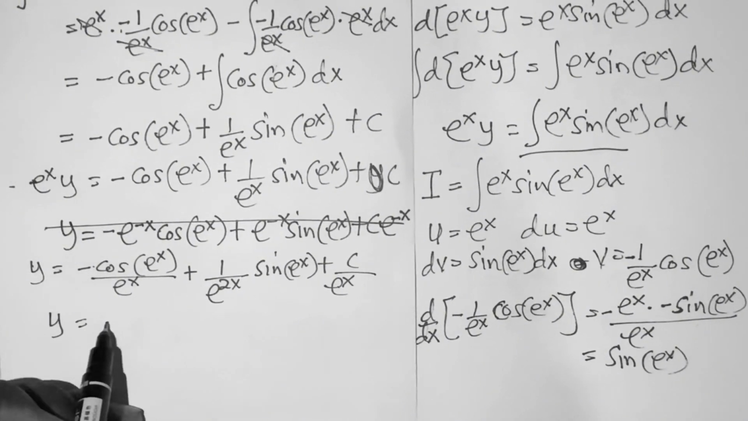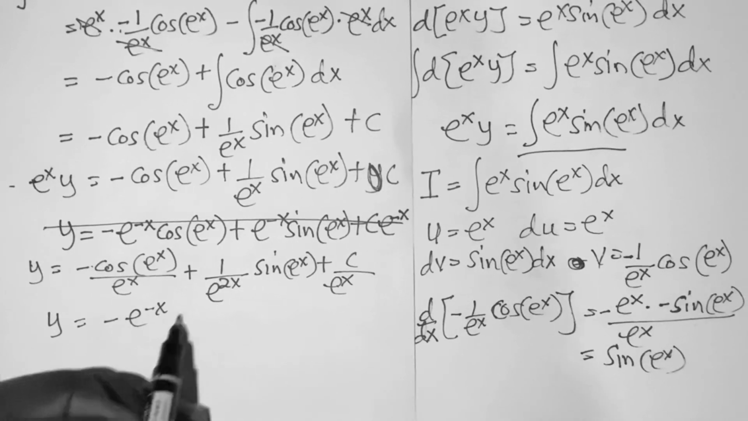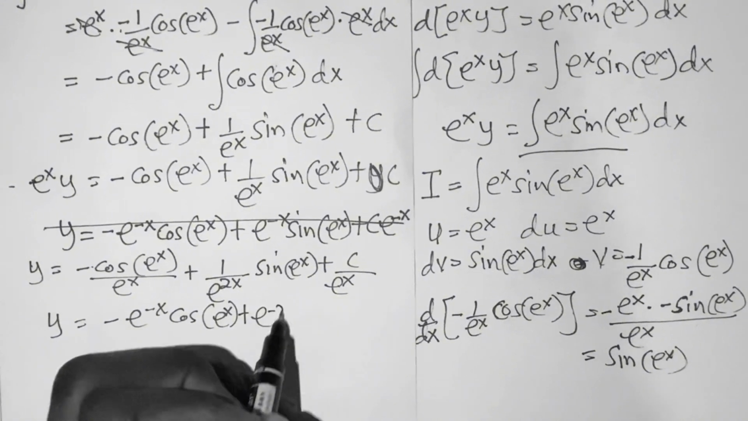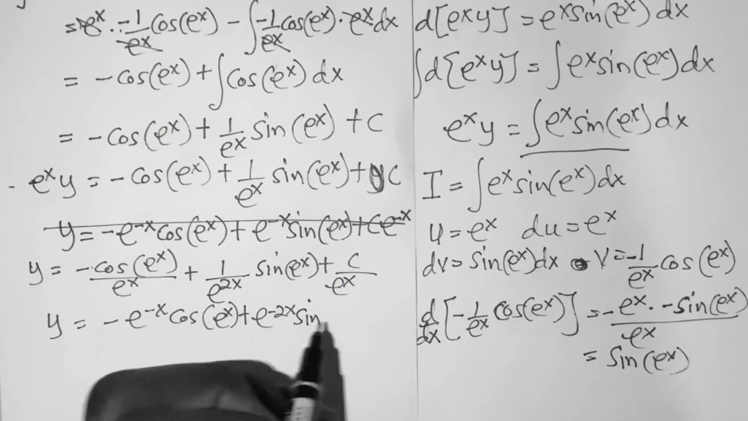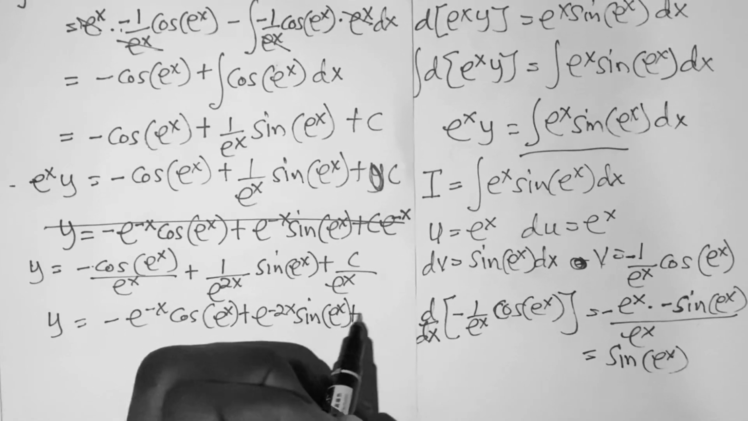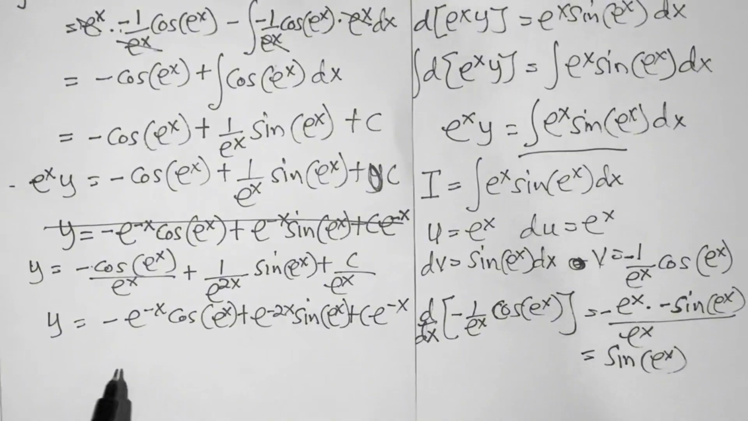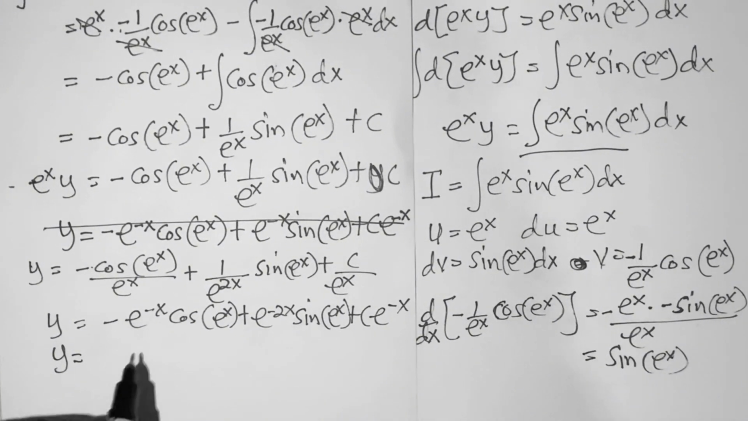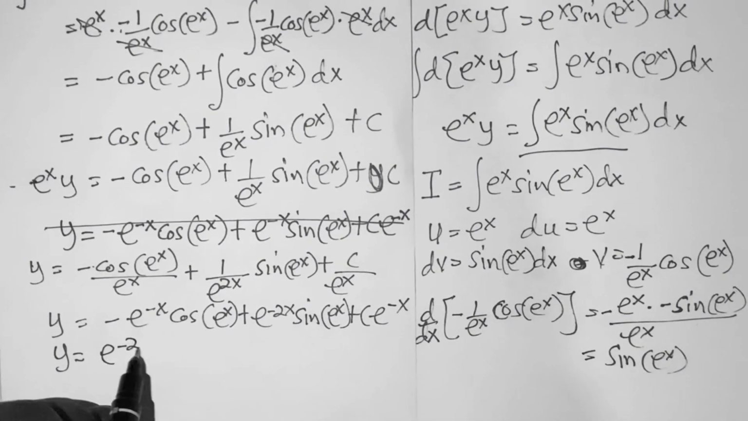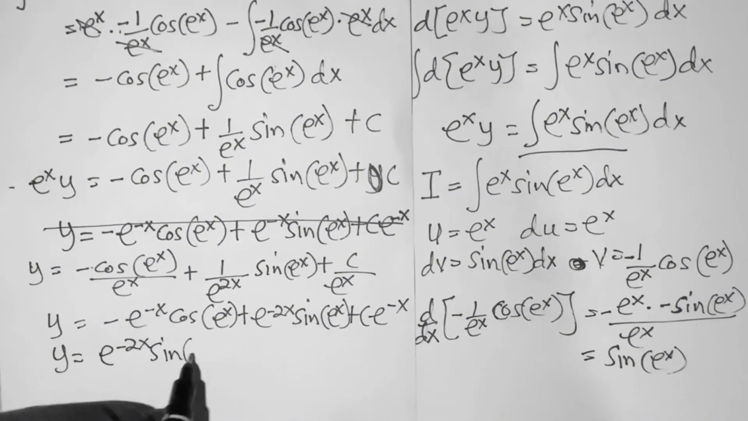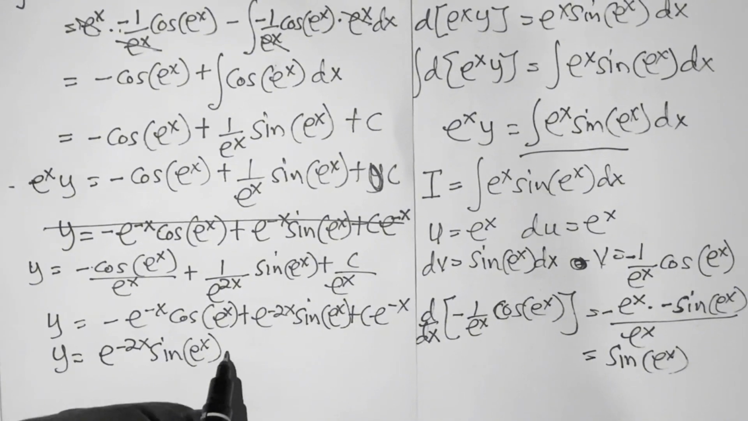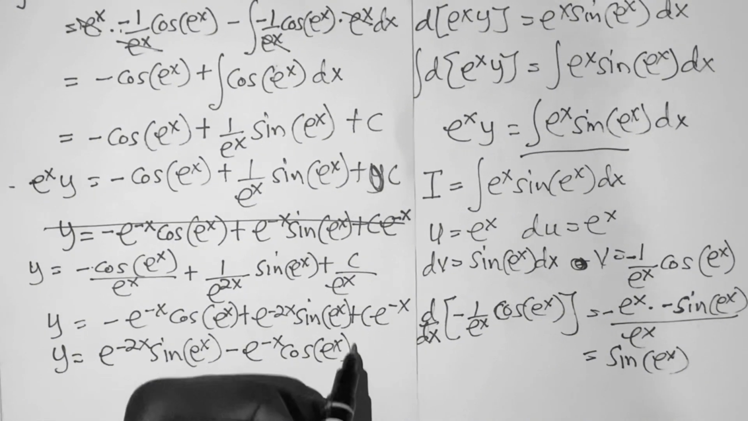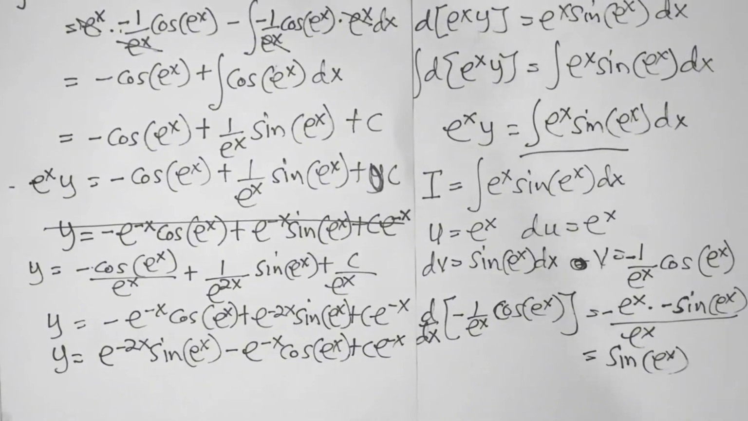So y is equal to minus e^{-x} cos(e^x), then plus e^{-2x} sin(e^x) plus c e^{-x}. So if we rearrange, we find out that y is equal to e^{-2x} sin(e^x), then minus e^{-x} cos(e^x), then plus c e^{-x}.